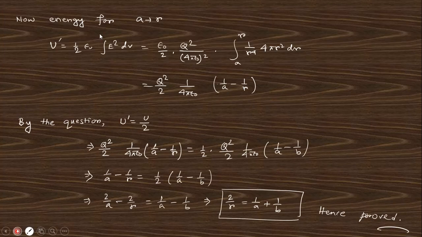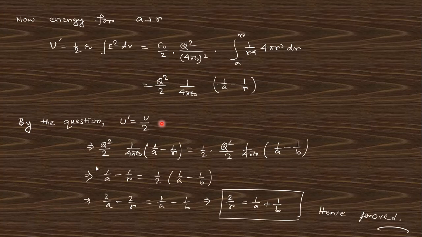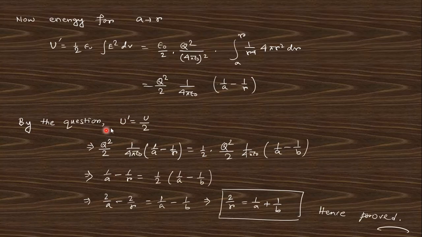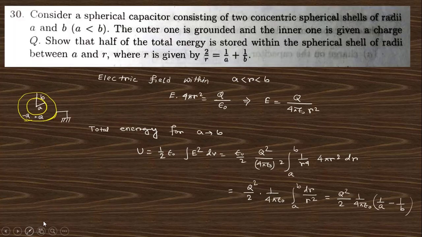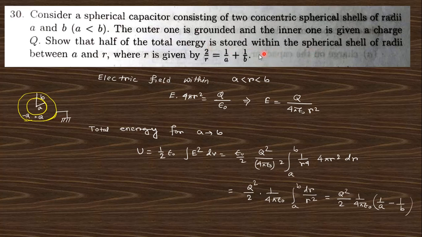Now the energy for the region A to R is the same thing, just the limit will be A to R. Here the limit is A to B, and here the limit is A to R. Now the question is, the energy will be half of the total energy. This is total energy U, and U prime is half of this U. Put these two values in this expression and you get this relation. Clear? So the energy will be half up to the radius r, where r is related to a or b, like that. Clear?